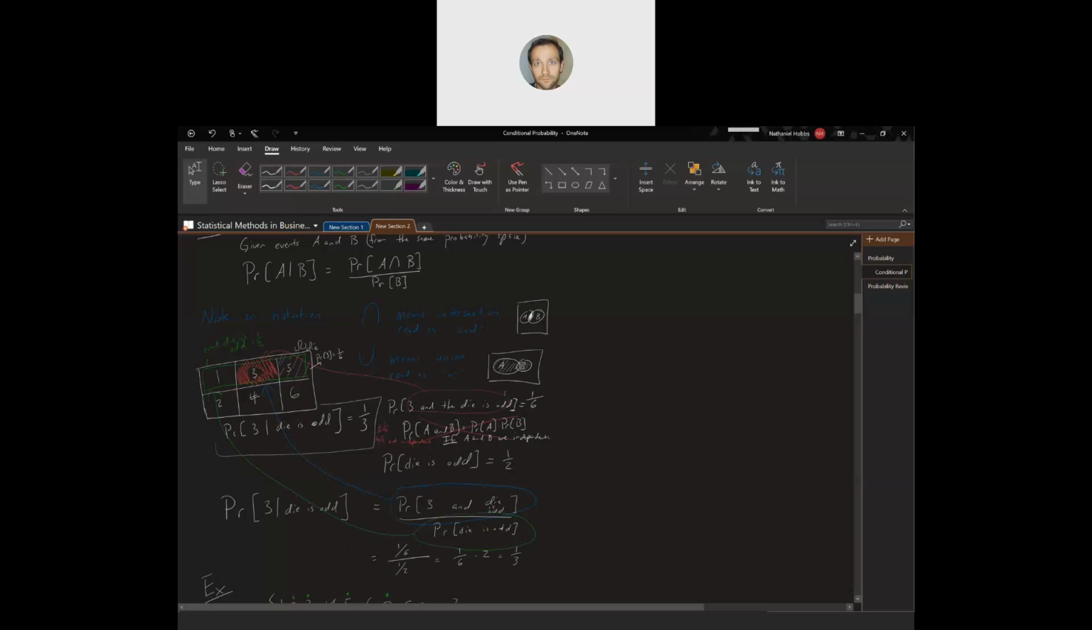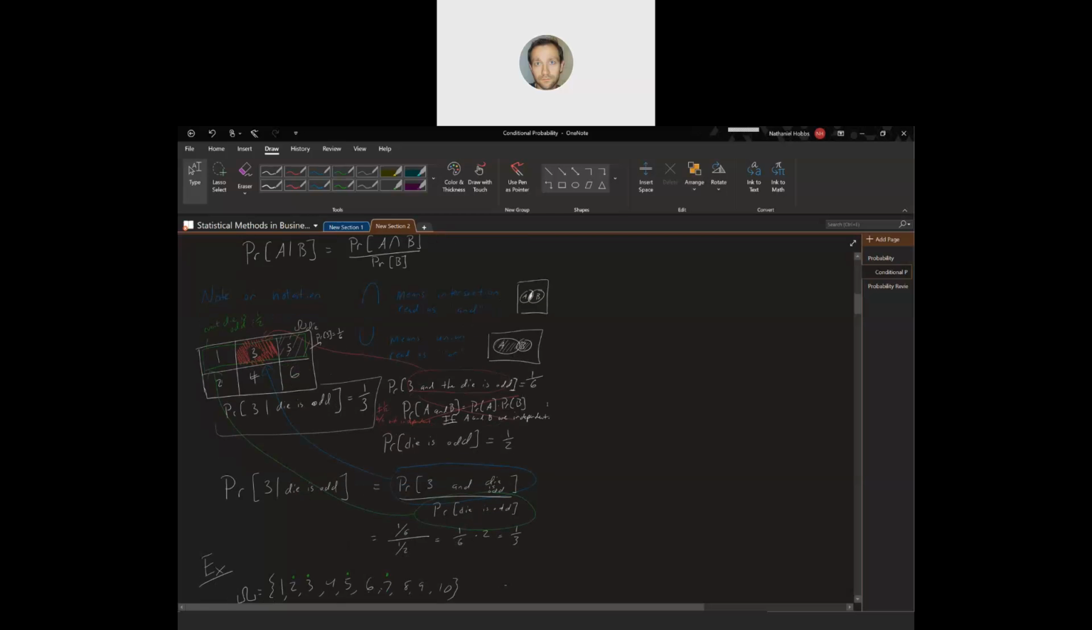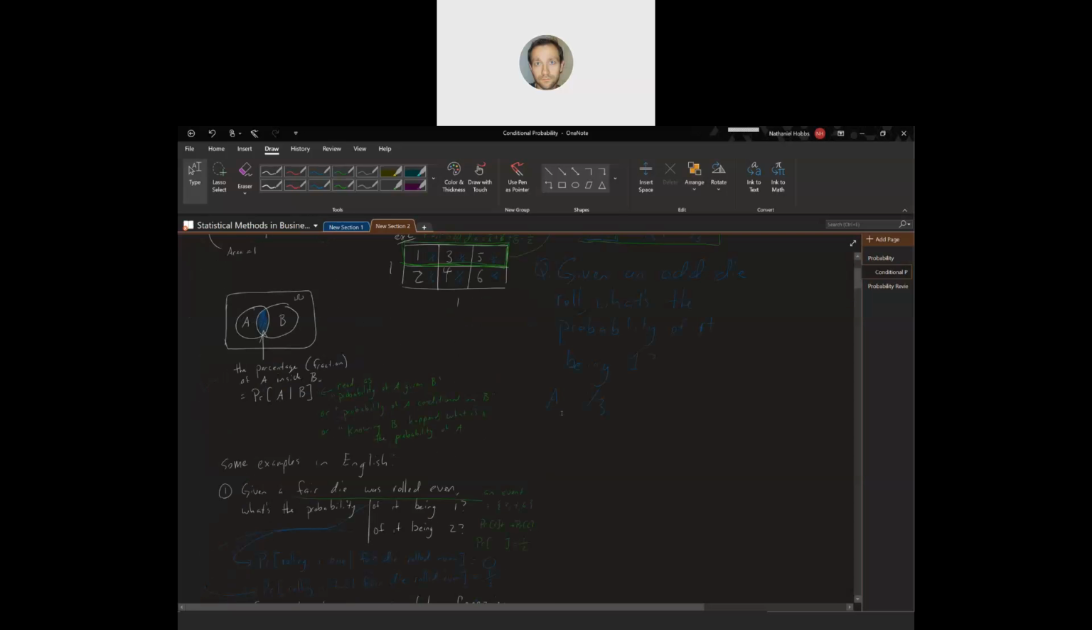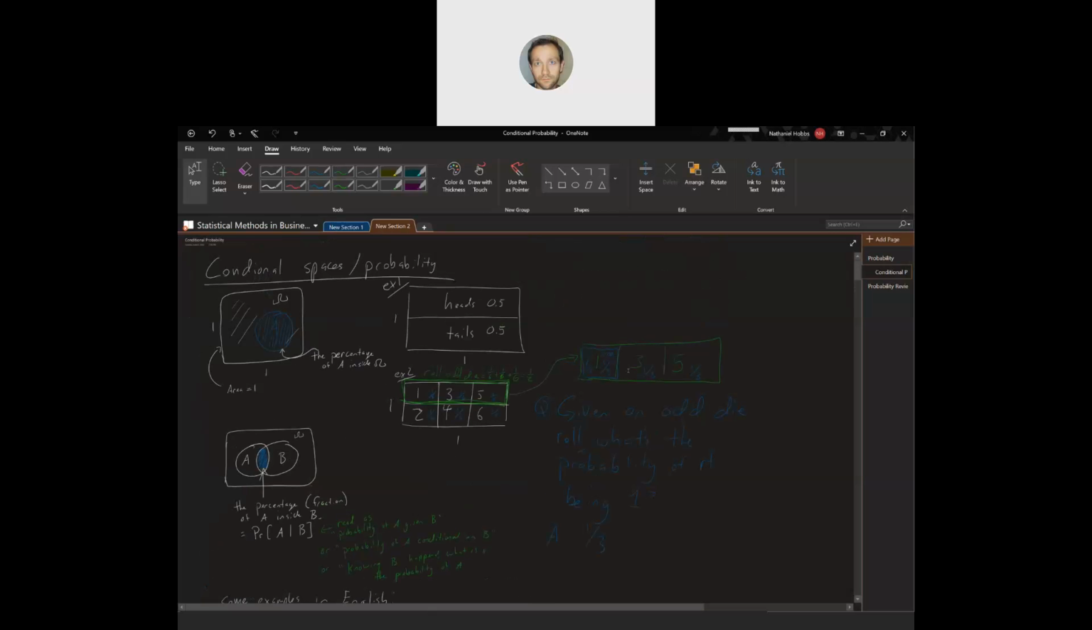Okay? But intuitively, this is what's happening. You're given that something is true, and now you're asked about a probability, given that that's true, that something else is also true. So the given that this thing is true is itself a probability space. And it's within that now known probability space that you're calculating a new probability.